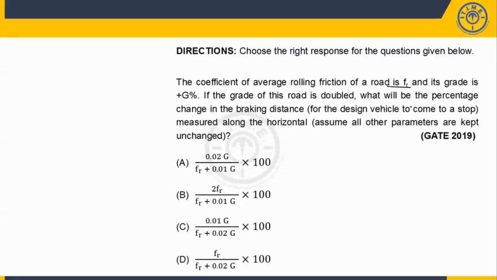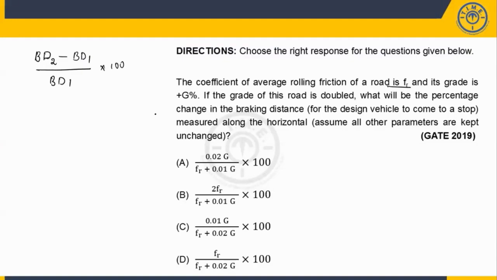Grade of this road is doubled. Change in braking distance along the horizontal. Okay, so change in braking distance is nothing but BD2 minus BD1. Am I right? Yes, sir. Divided by initial braking distance, into 100, percentage. So what is BD2 now?